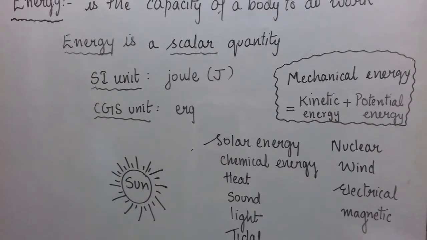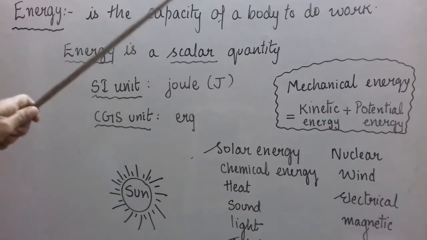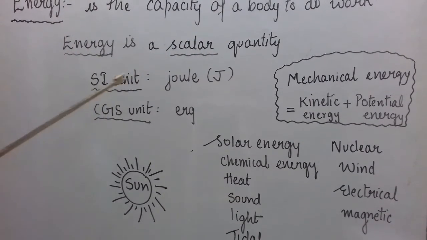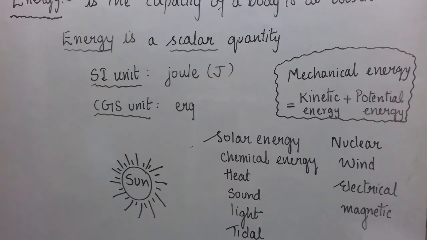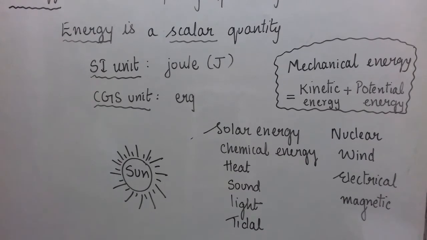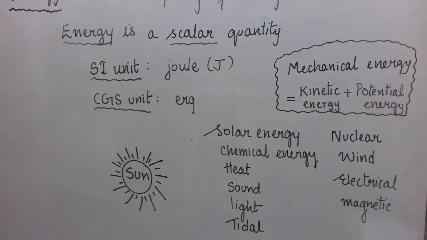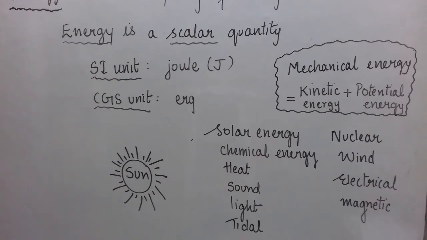But right now in this video, at least you should know that energy is the capacity of a body to do work. It is a scalar quantity having SI unit joule, CGS unit erg, and any body which has energy can do work. Without energy, a body cannot do work. So I hope this definition is clear to you. We'll continue with this topic in our next video.